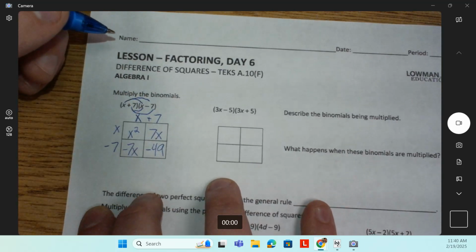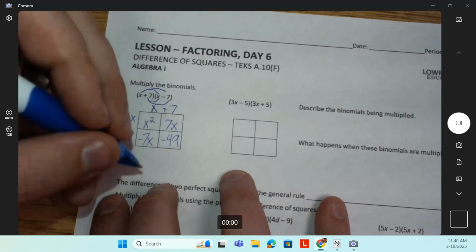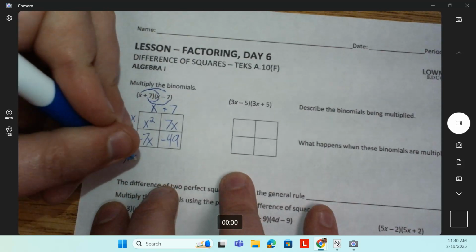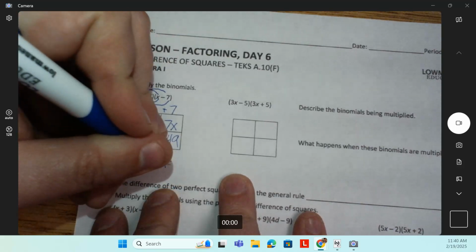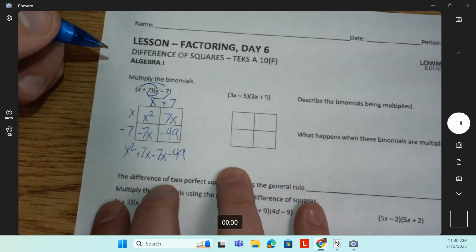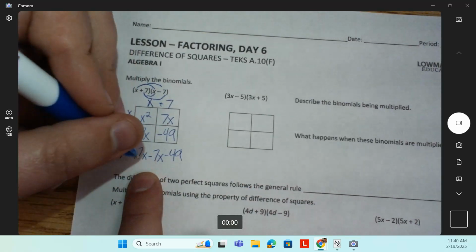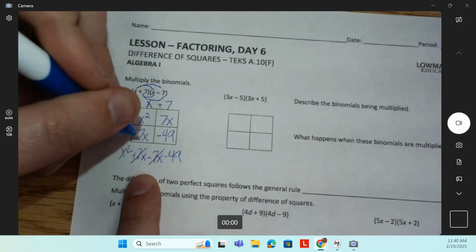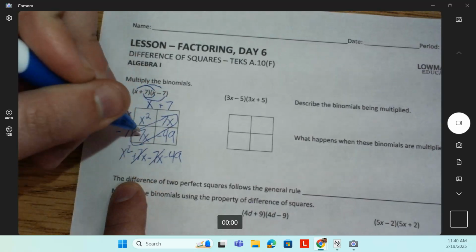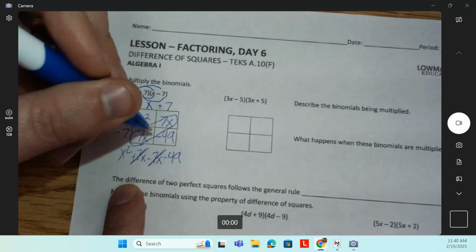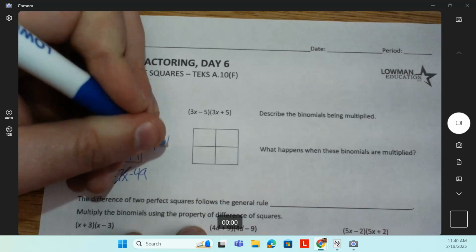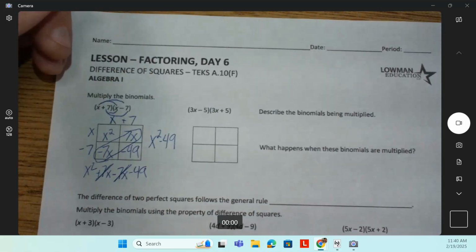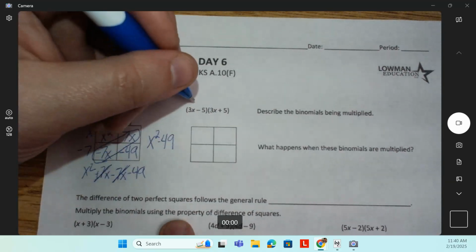So your next step is to combine like terms. And so I'm doing x squared plus 7x minus 7x minus 49. So what you should notice is these two, they cancel out. So when I'm combining these like terms here, those two are going to end up canceling each other out. And so I'm just going to get x squared minus 49. And same thing would happen for the next one.